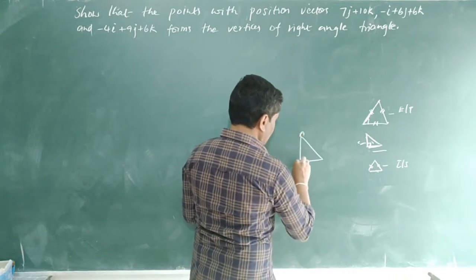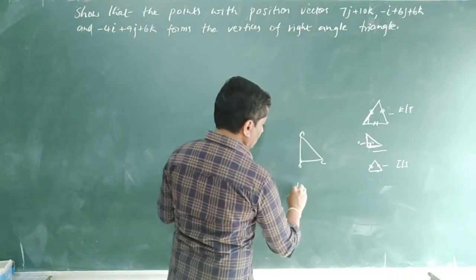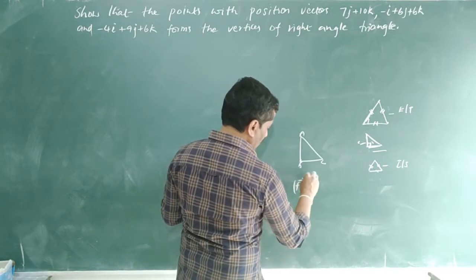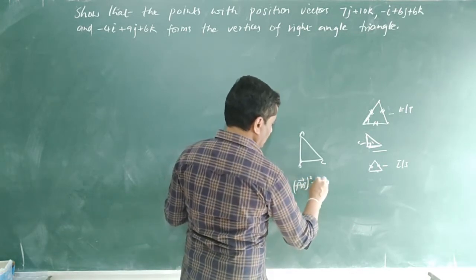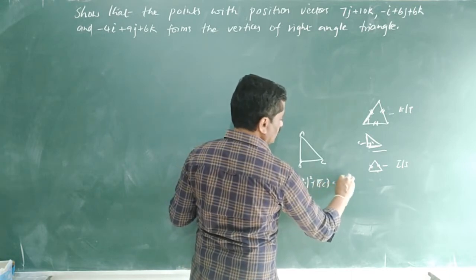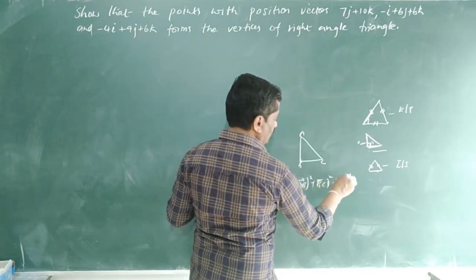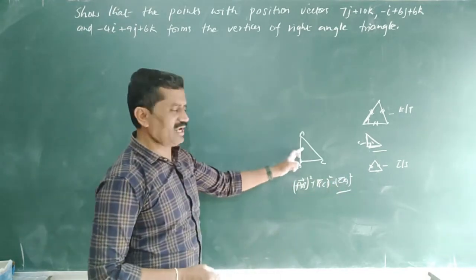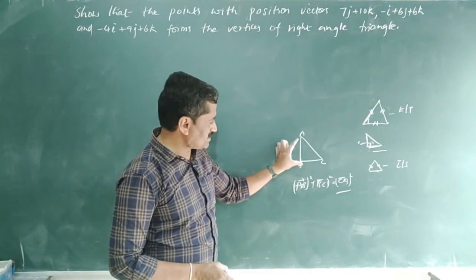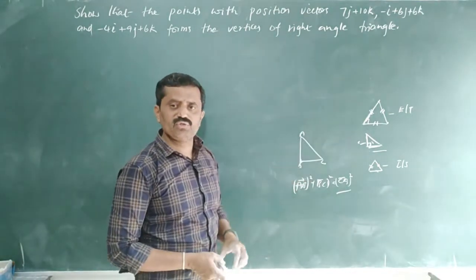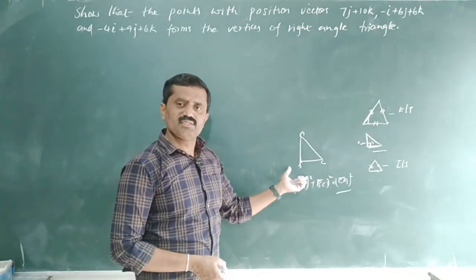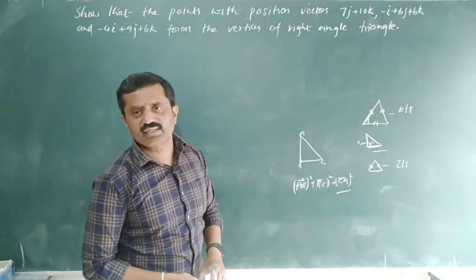For example, in triangle ABC, we have to show that AB squared plus BC squared is equal to CA squared. If it is true, then we say that it is a right angle triangle. The sum of squares of two sides of a triangle is equal to the square of the hypotenuse side, by using the Pythagoras theorem.